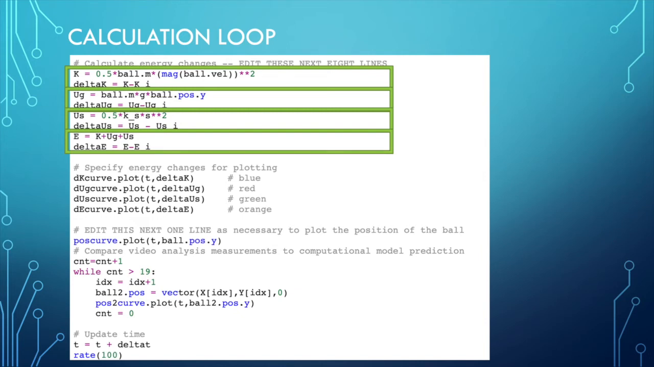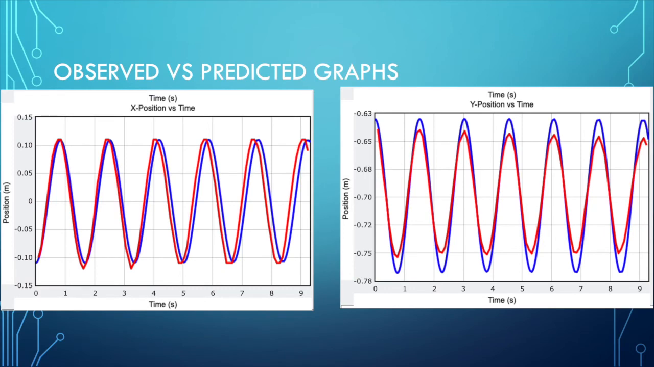Delta K, UG, US, and E are equal to what it is currently, subtracted by what it was previously. As you can see, it's positive Y now to compare the Y position versus time. However, I changed positive Y to positive X to compare the X position versus time. Here's the graph that compares the observed and the predicted model.